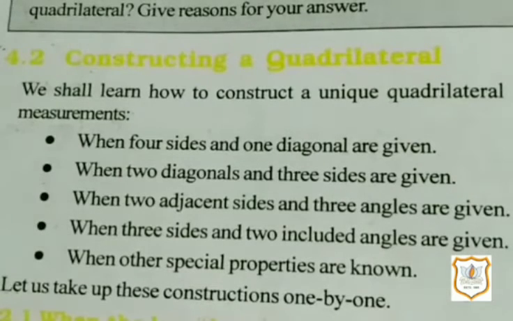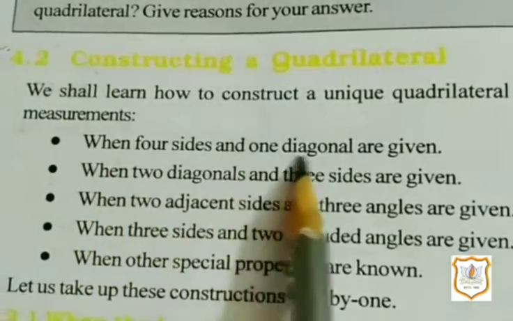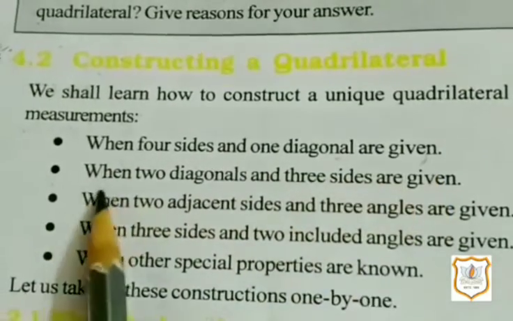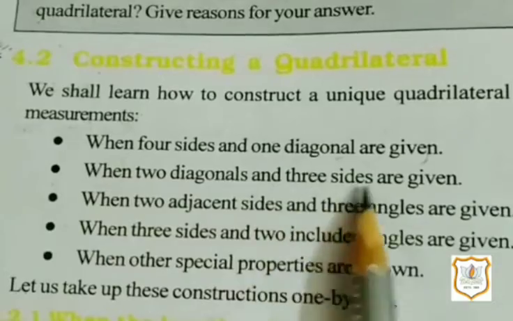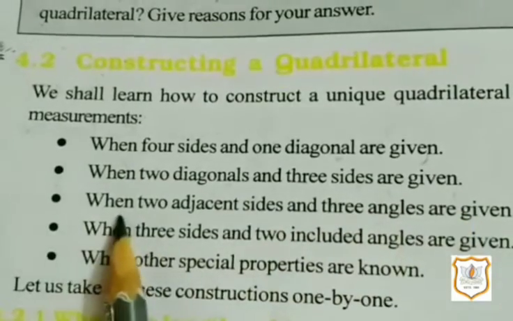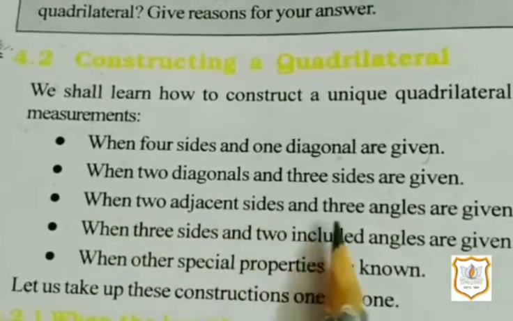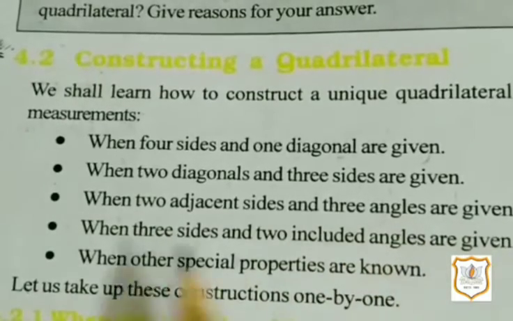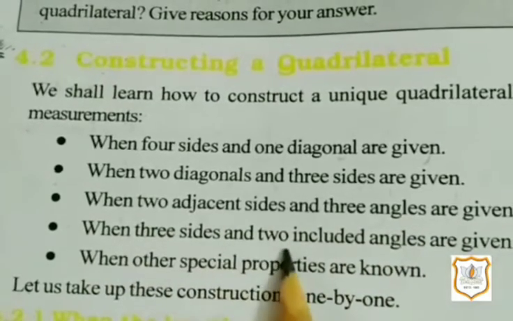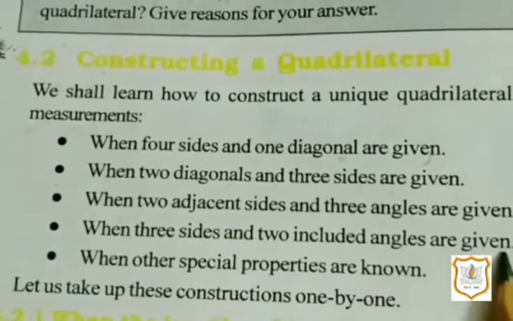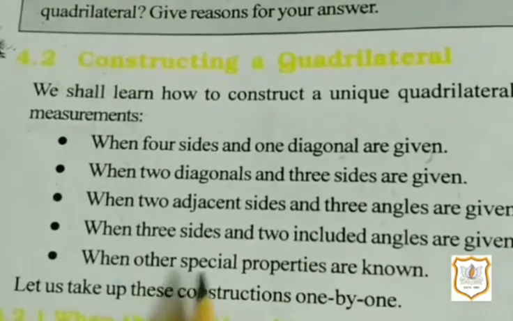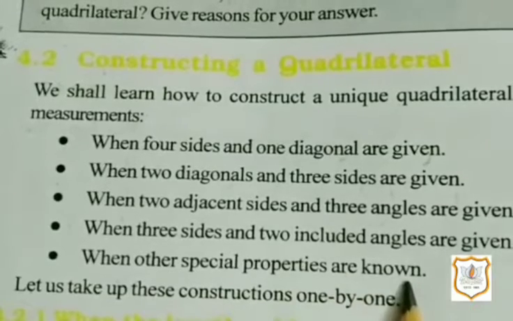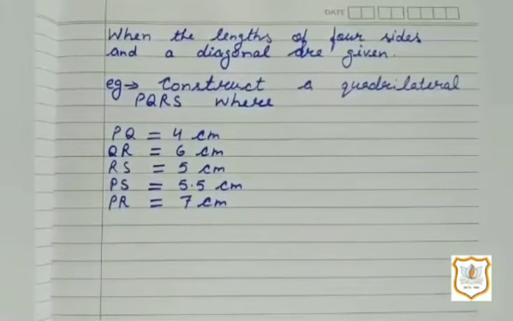Students, in this chapter we shall learn how to construct a unique quadrilateral given the following measurements. When 4 sides and 1 diagonal are given, when 2 diagonals and 3 sides are given, when 2 adjacent sides and 3 angles are given, when 3 sides and 2 included angles are given, and last, when other special properties are known. Let us take up these constructions one by one.